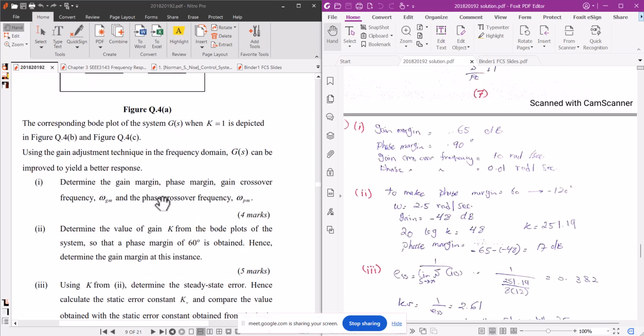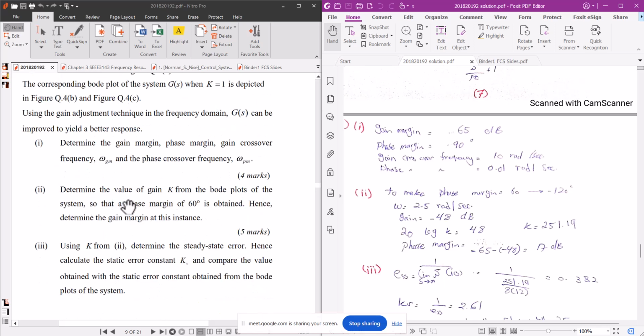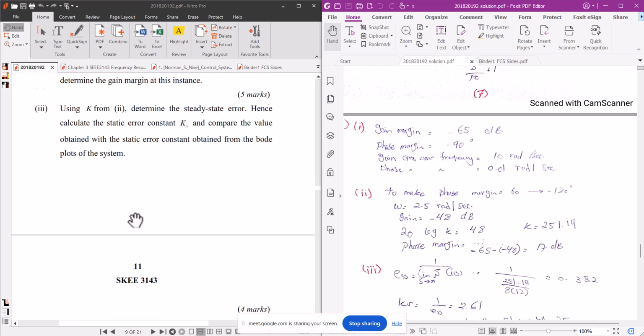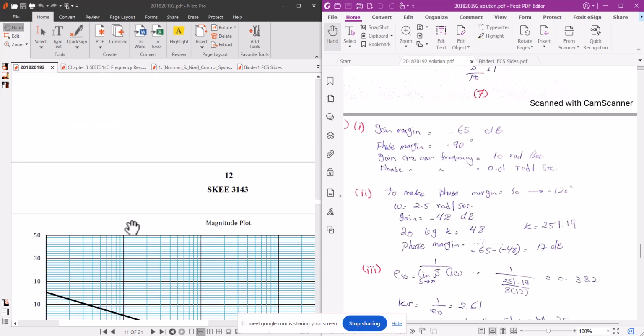So next part is determine the value of gain k from the Bode plots of the system, so that a phase margin of 60 degree is obtained. So you want a phase margin of 60 degree, hence determine the gain margin at this instance. So if you need a phase margin of 60, how will you get phase margin of 60?